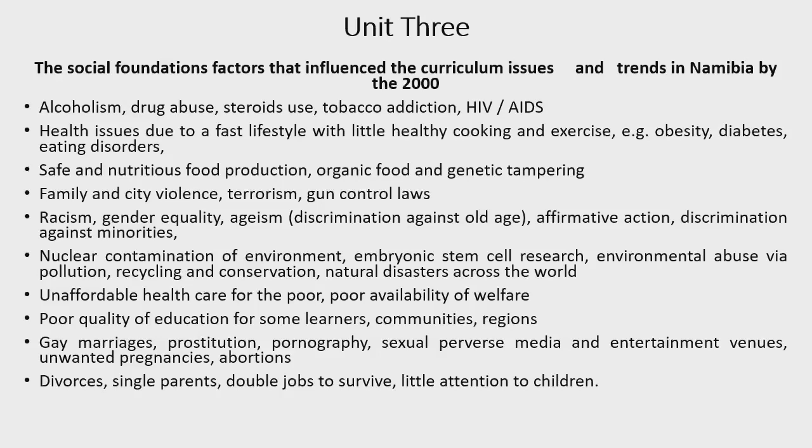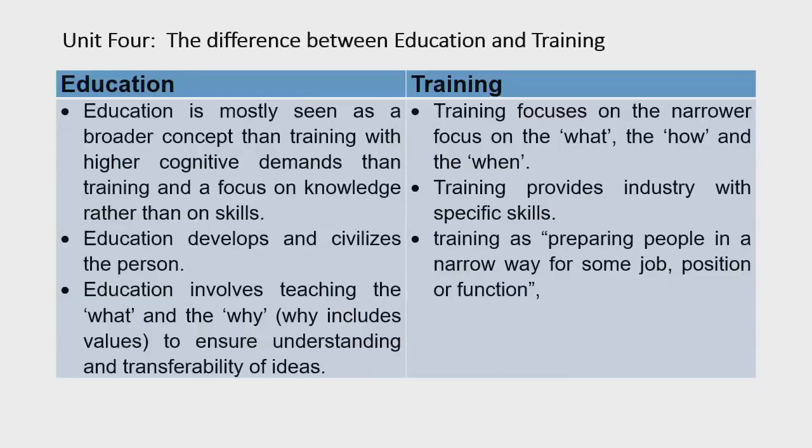So in terms of the social foundation, we have alcohol. Maybe the country wanted, by the year 2000, to get rid of alcohol, so they make sure that the curriculum is also addressing all these types of issues: family and city, violence, racism, poverty, gay marriages, divorces. These are social issues that are also influencing the implementation of the curriculum, because the government felt that they also want to address certain aspects.